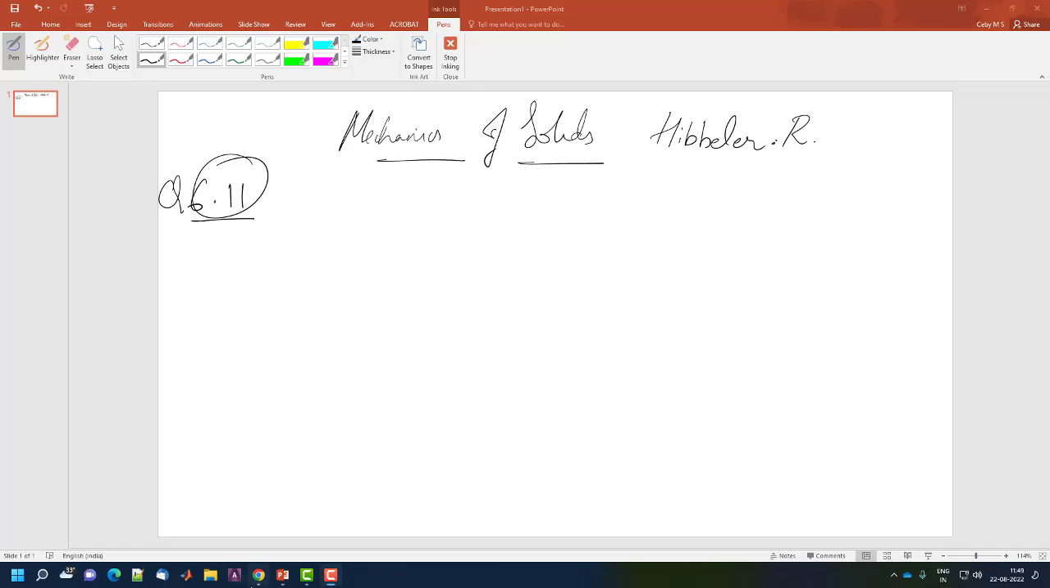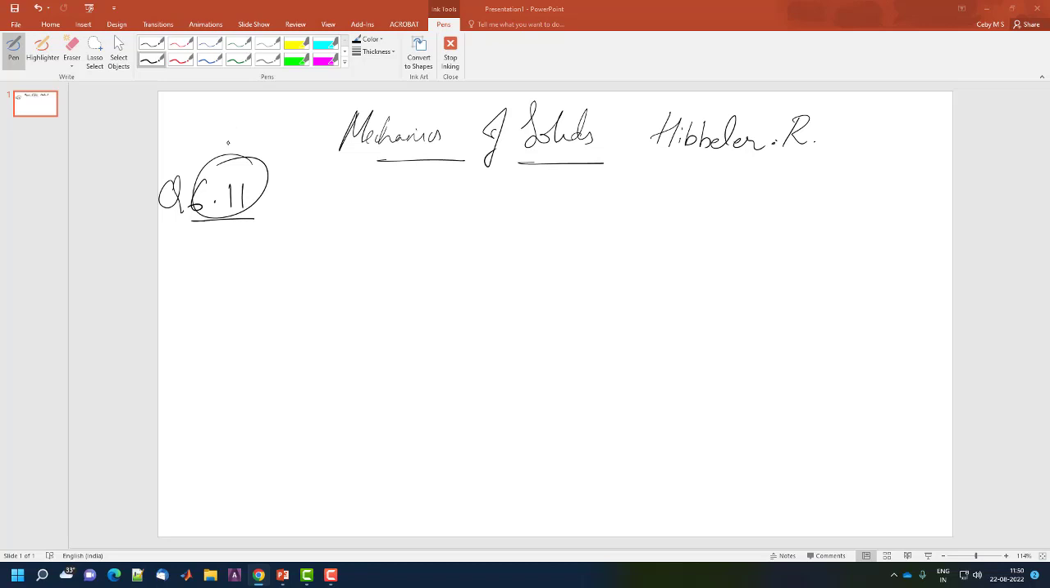Hi guys, today we will be discussing problem number 6.11 from the textbook Mechanics of Materials by Hibbeler. So I think it's the 14th edition, if I am correct. This is actually a problem regarding the shear force and the bending moment diagram.